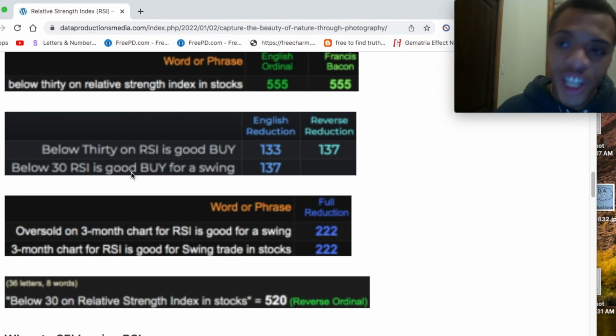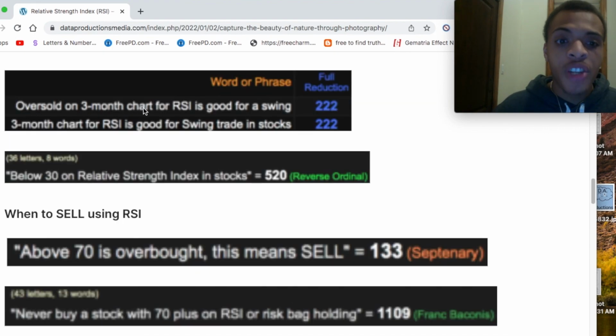137 in reduction. Oversold on 3-month chart for RSI is good for a swing, and 3-month chart for RSI is good for swing trade in stocks. Both equal 222 in the reduction cipher. Below 30 on relative strength index in stocks also equals 520 in reverse ordinal. We understand 52 is a big money number. So currencies and things along those lines. So we can't be remiss about 52.